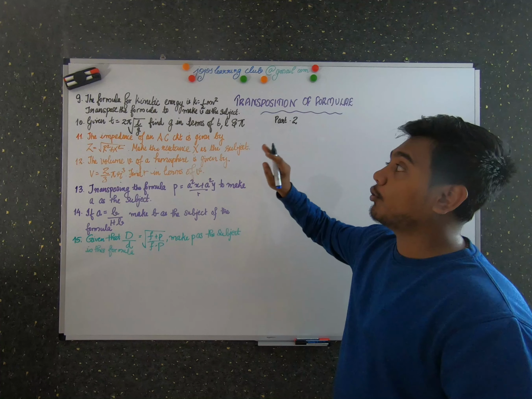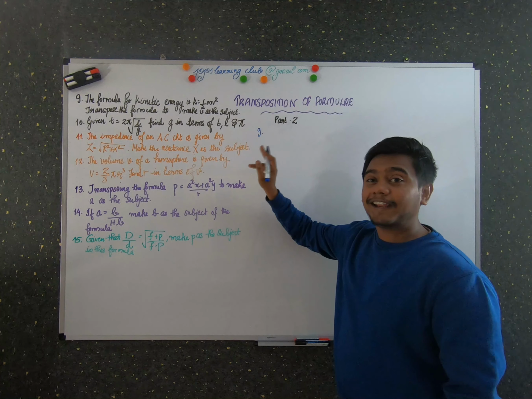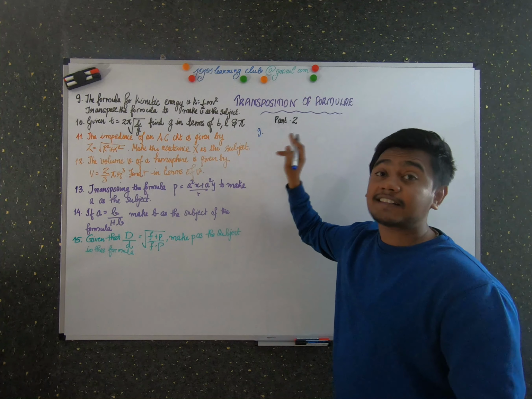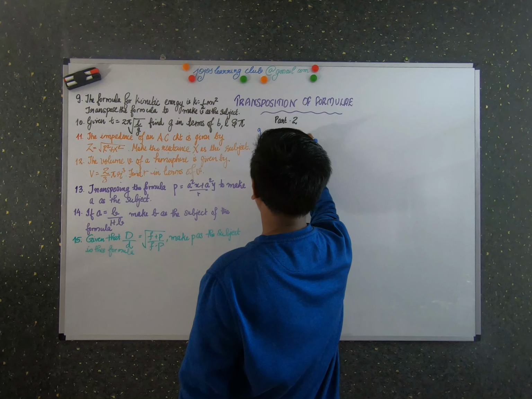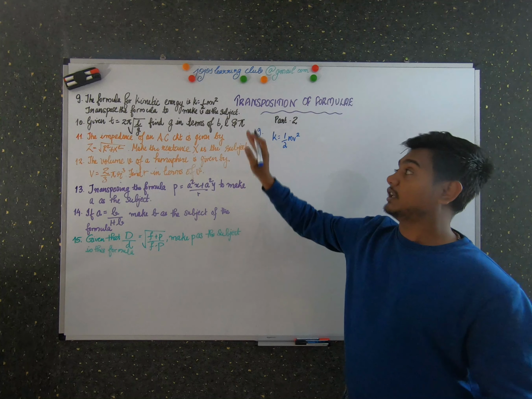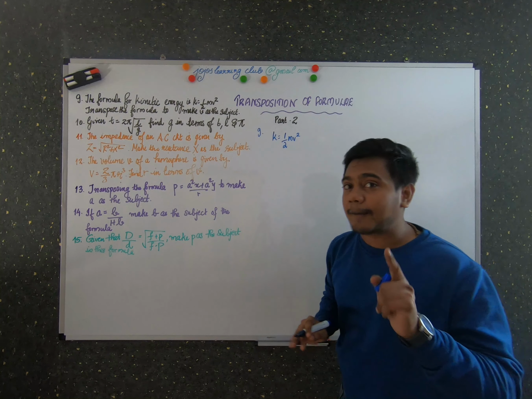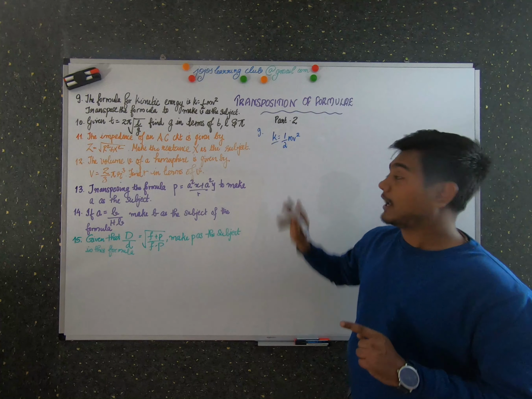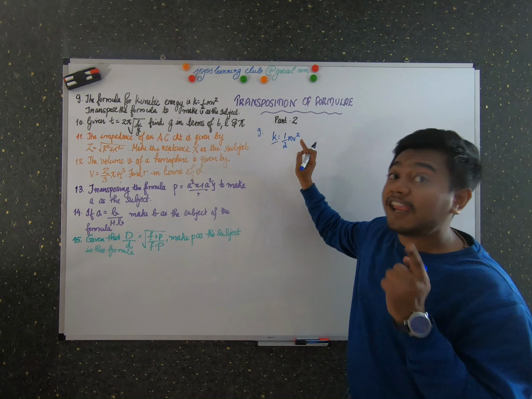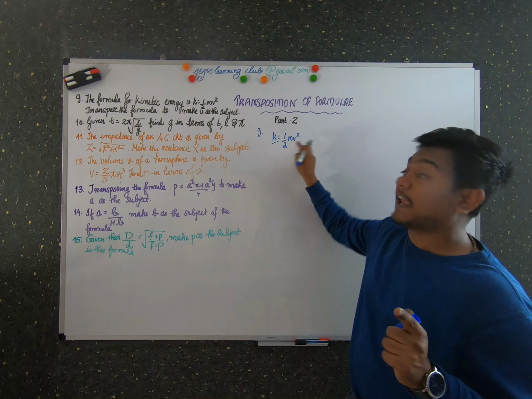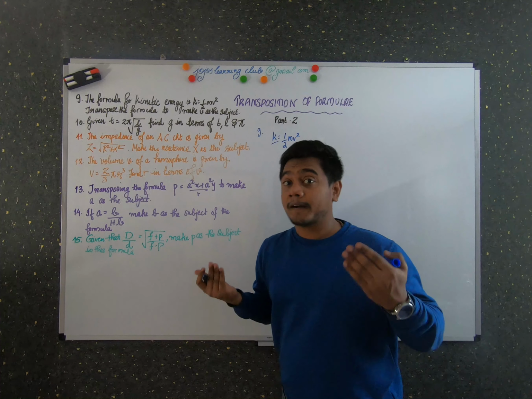So first, directly go to the ninth problem. What is the ninth problem? The formula for kinetic energy is given by K is equal to half mv square. Transpose the formula to make V as the subject. So what is the subject over here? K is the subject, and M and V are the symbols of the equation. Now we have to make V the subject and transpose K and M as symbols. The process of doing this is known as transposition.